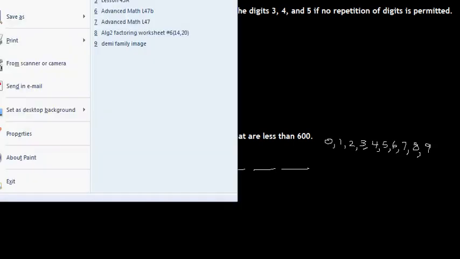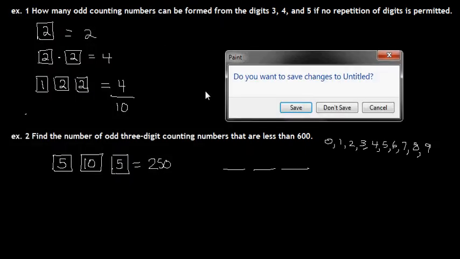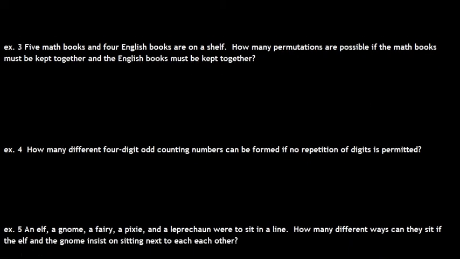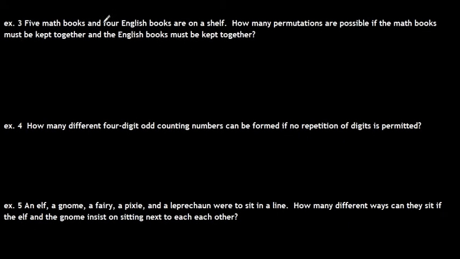These are slightly fun. Lesson 45. Let's see if this one is right. Okay. This one's a little bit different. 5 math books and 4 English books are on a shelf. How many permutations, that means order matters, are possible if the math books must be kept together and the English books must be kept together? So there are 5 math books and 4 English books on a shelf.